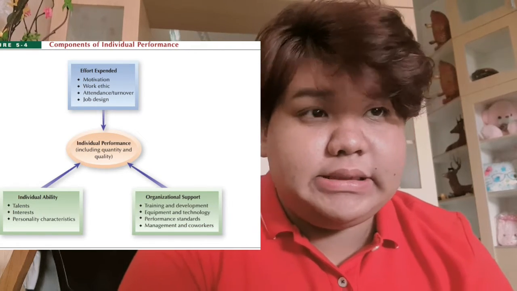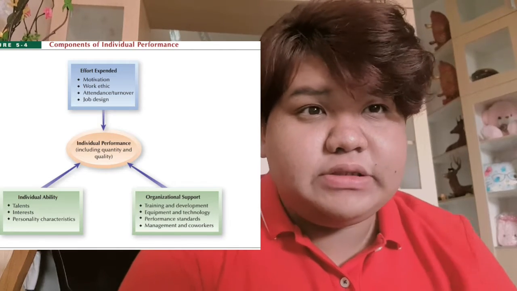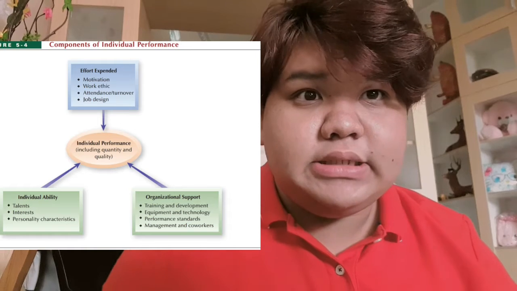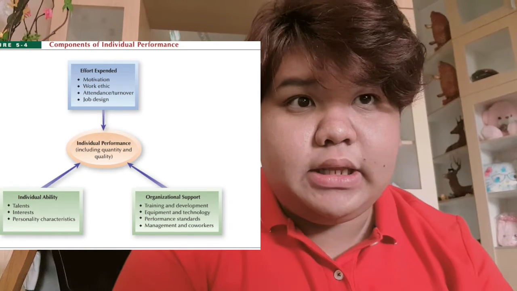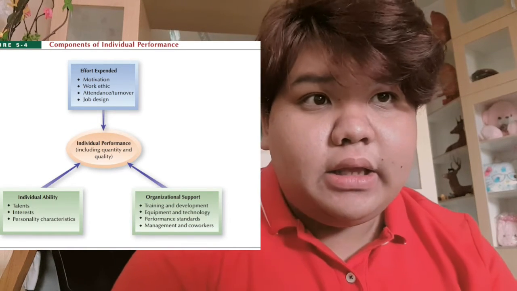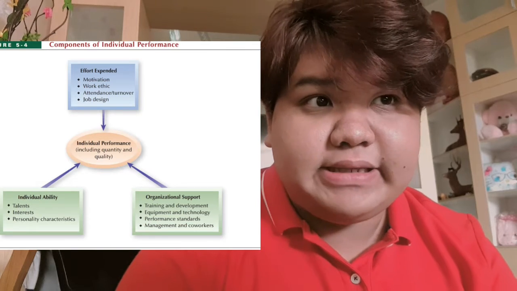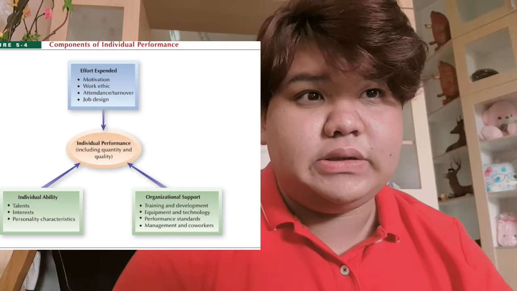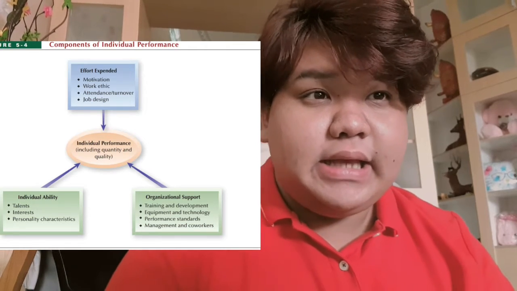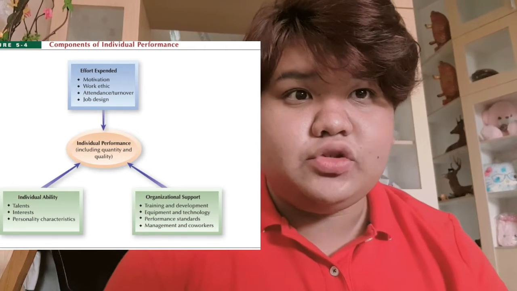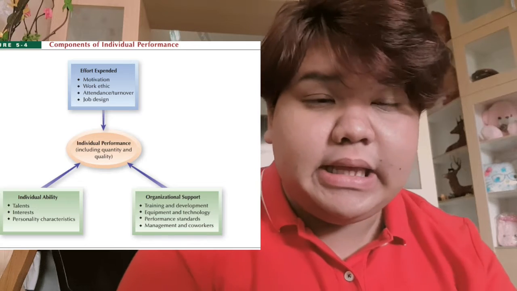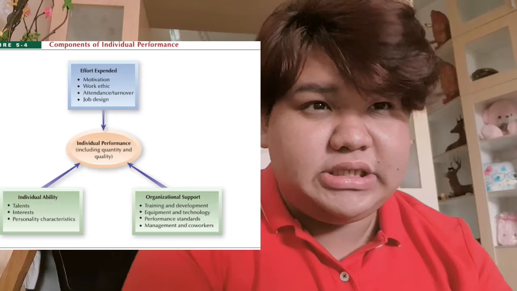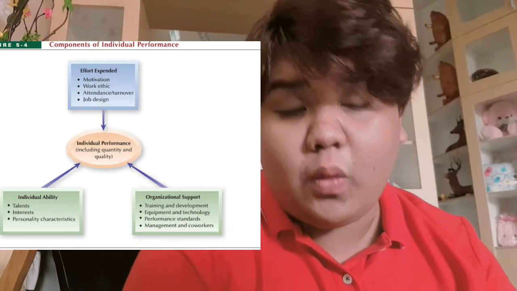The second component is individual ability. This is referred to as the ability of an individual to perform a job in an organization. Several things considered as individual ability are talent, interest, and personal characteristics. The third component is organizational support. This is referred to as the support and assets given by the organization to increase individual performance. It can be in the form of training, equipment, technology, performance standards, management, and co-workers.